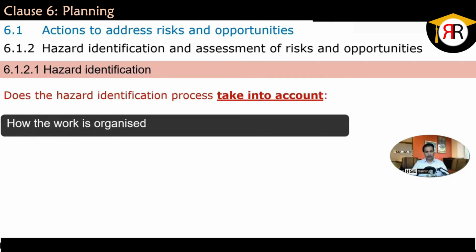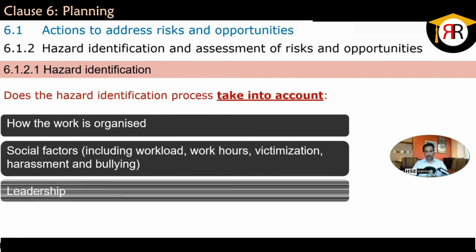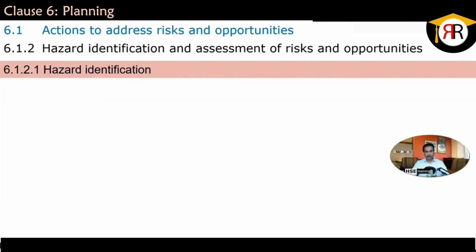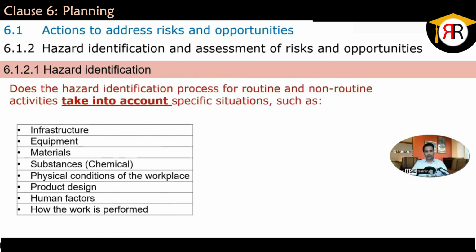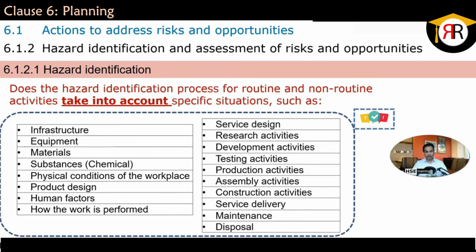For example, how the work is organised, social factors including workload, work hours, victimisation, harassment and bullying, leadership and culture within the organisation. For non-routine and routine activities, does the hazard identification take into account other factors such as infrastructure, equipment, materials, chemicals, etc.?